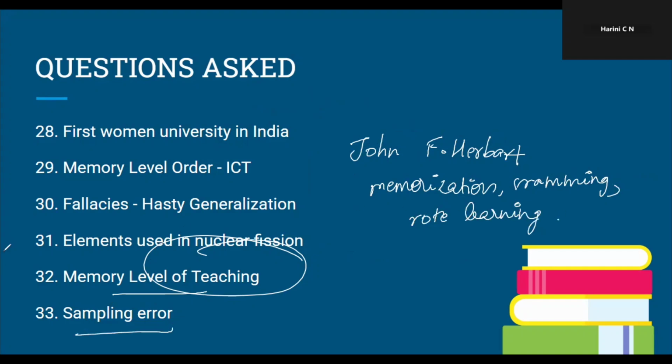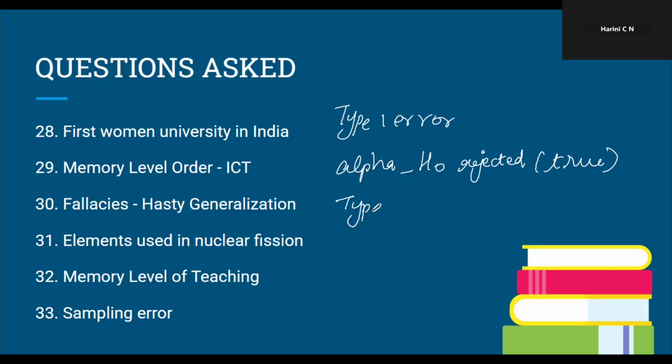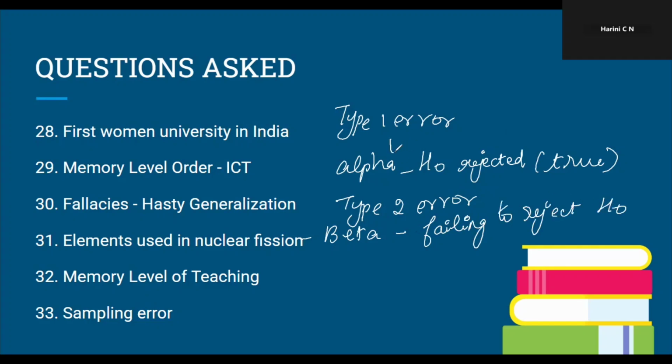Next question is sampling error. Sampling error means type 1 error in hypothesis. Type 1 error means alpha error, that is H naught, the null hypothesis, is rejected even when it is true. And the next one is type 2 error, beta error, when a researcher fails to reject the null hypothesis. Alpha error is called a false positive. Beta error is called a false negative. These are certain important points.